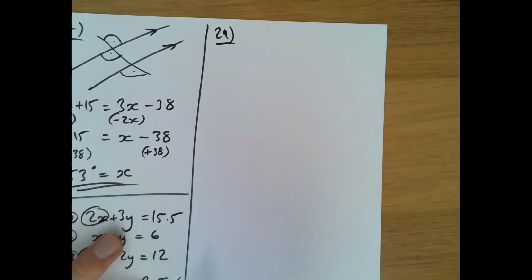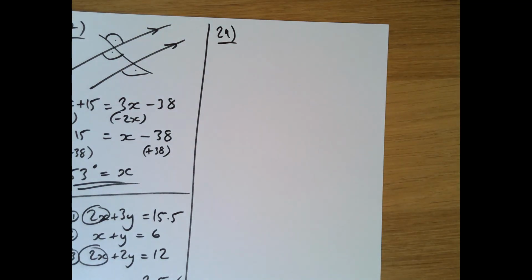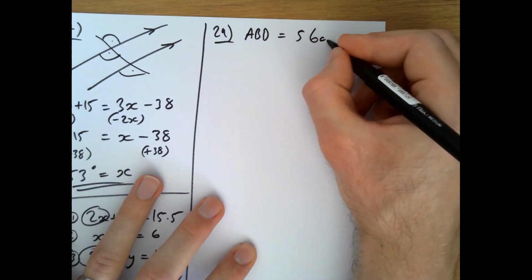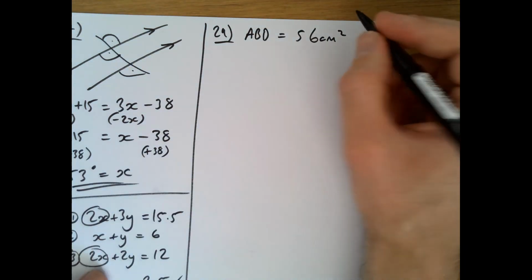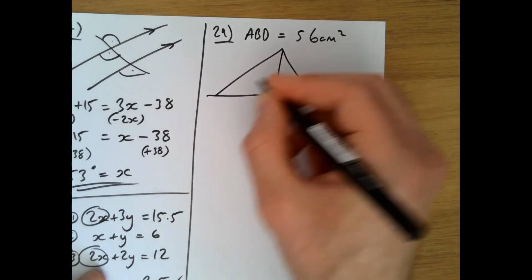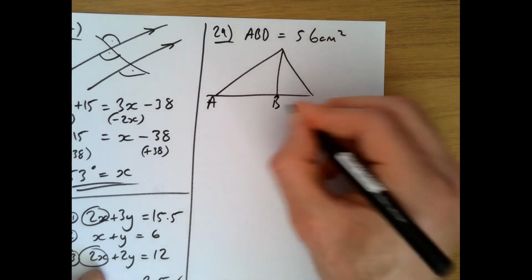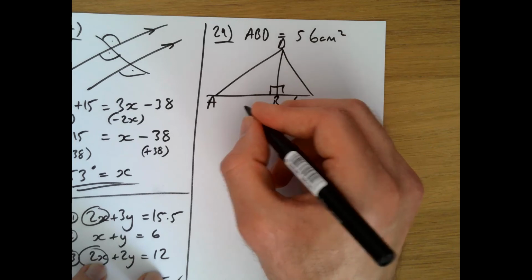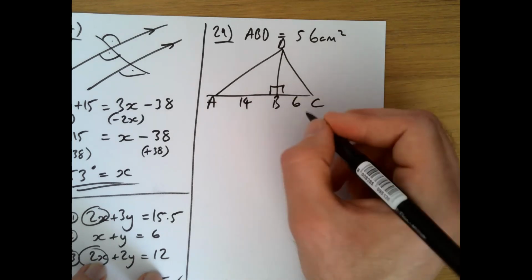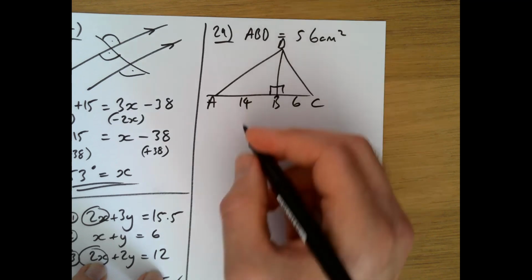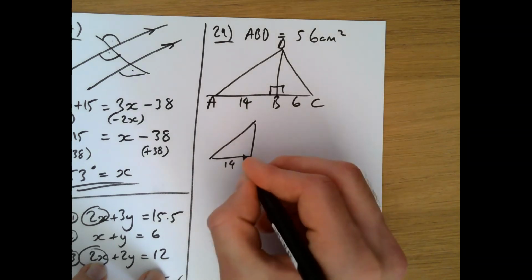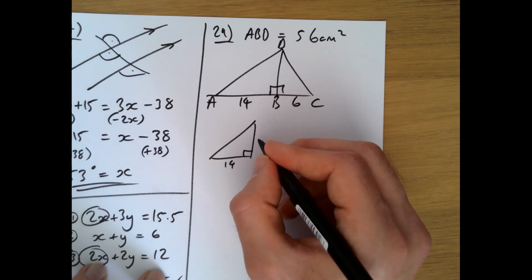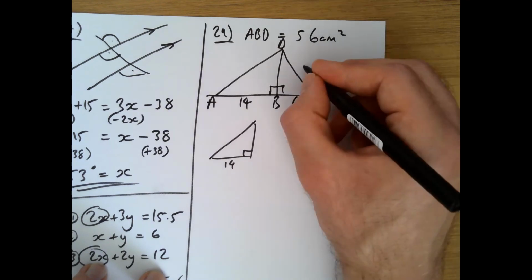29. In the diagram, the area of triangle ABD is 56 centimeters squared. So AB, let's just draw this out. So we've got A, B, C, D. These are right angles. That's 6. That's 14. ABD area is 56. Let's draw that out. That's 14. We don't know that length. We're trying to work that out. Work out the length CD. So we want to work out that length.